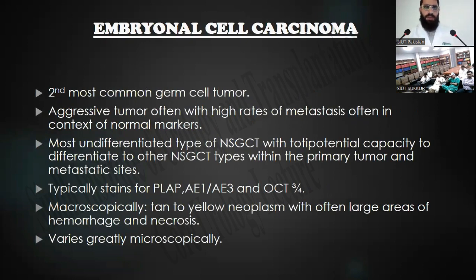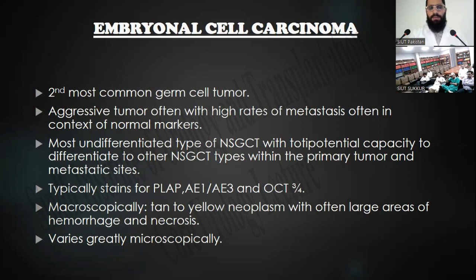Embryonal cell carcinomas are second most common germ cell tumors. These are aggressive tumors, often with high rates of metastasis, often in context of normal tumor markers. These are most undifferentiated types of non-seminomatous germ cell tumors with totipotential capacity to differentiate to other non-seminomatous germ cell tumor types within the primary tumor and metastatic sites.